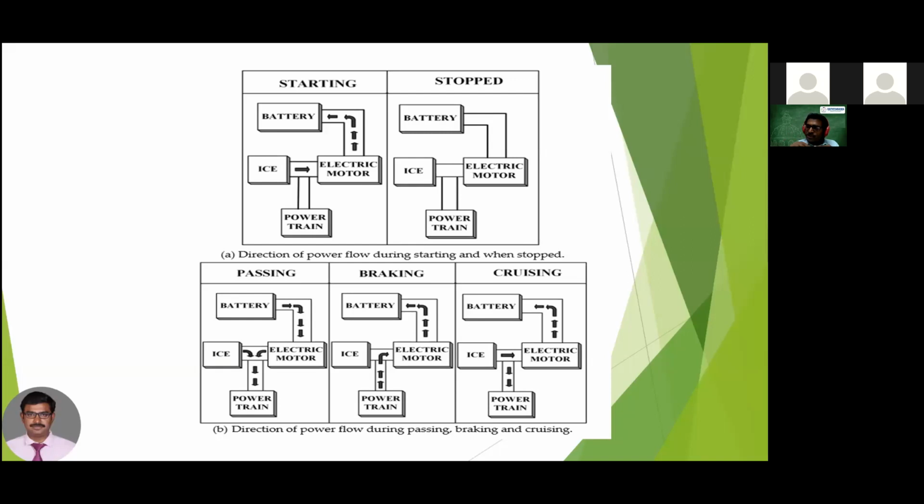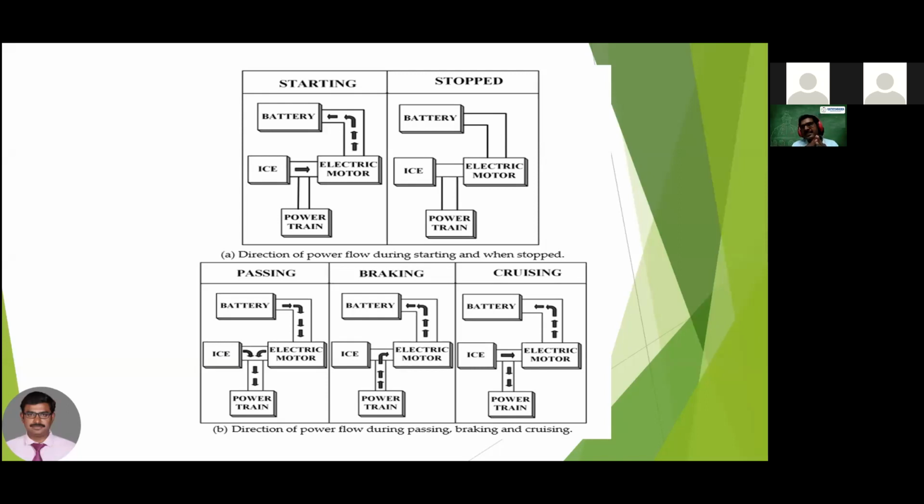And cruising mode. In this mode, the IC engine gives power to the driven wheel and at the same time gives power to the battery. The mechanical energy is converted to electrical energy with the help of the motor. Here, the motor is acting as a generator. You can ask how the motor will act as a generator, sir. It's based on the input.